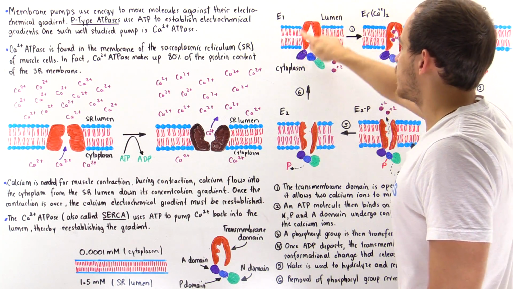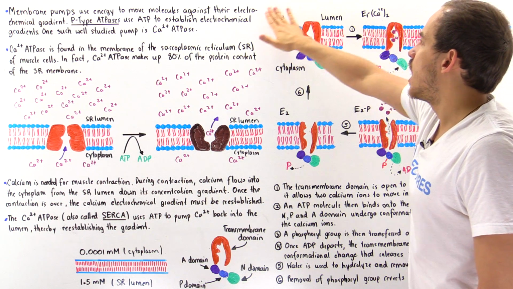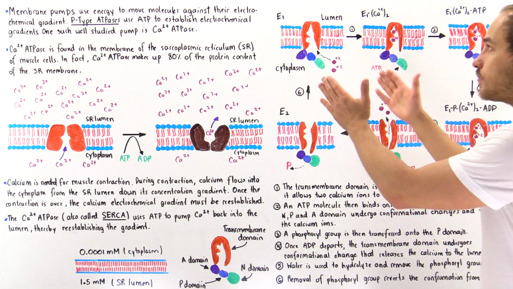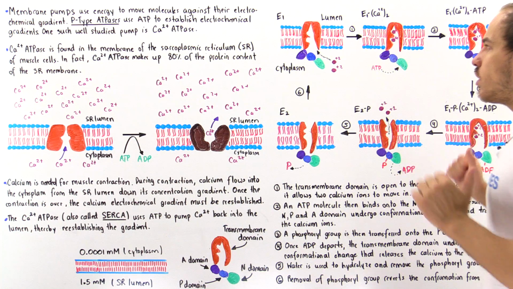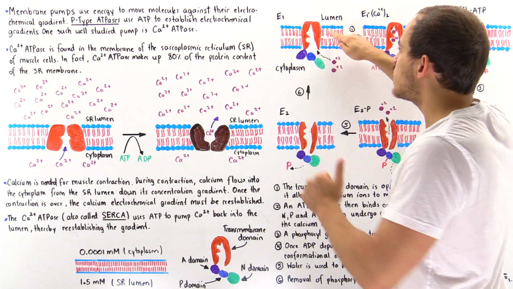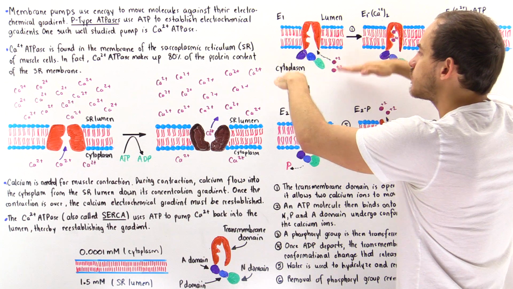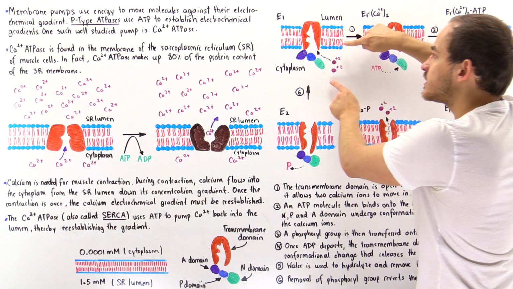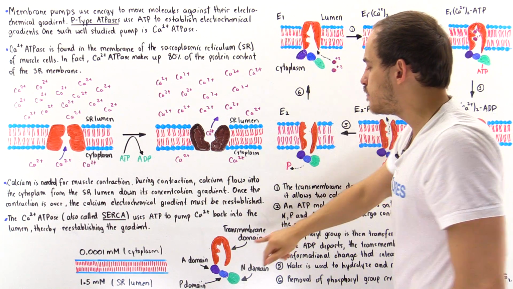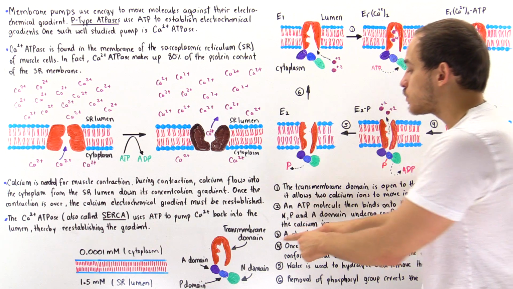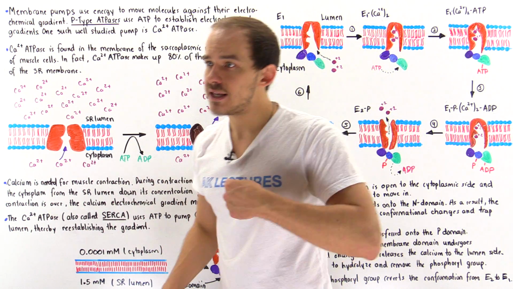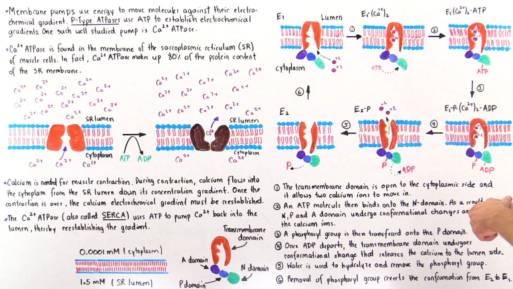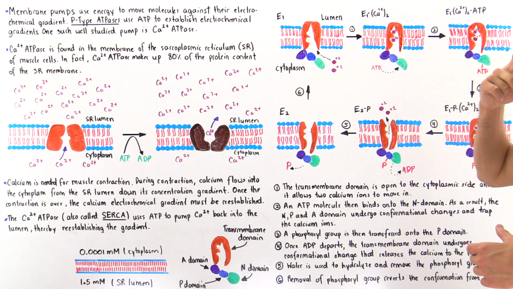So this is the calcium ATPase, the lumen side of the sarcoplasmic reticulum, the cytoplasm side of the sarcoplasmic reticulum. Now, in the E1 state, notice that this structure is open to the cytoplasm side. And 2, not 1, but 2 calcium ions can move into this pocket of the transmembrane domain. So it's the transmembrane domain that is responsible for actually binding those calcium ions. And it's 2 calcium ions per 1 ATP that is actually pumped to the other side of that particular membrane.